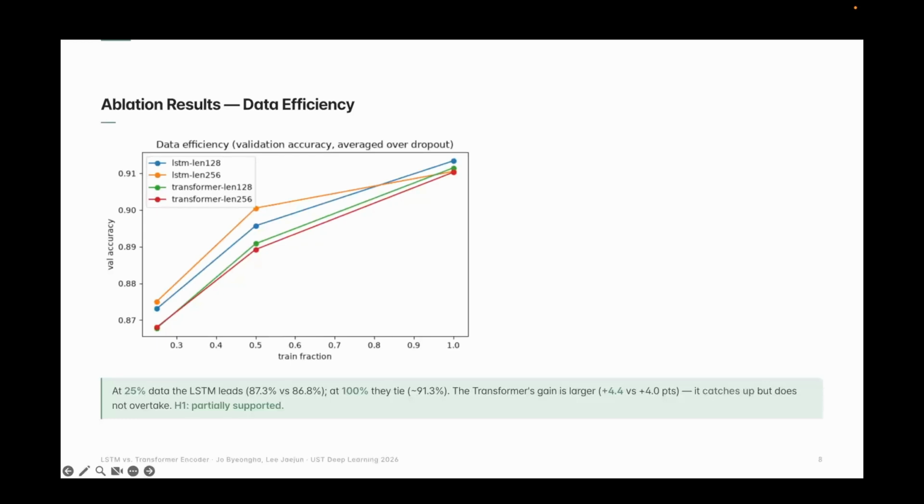Here is the data efficiency result. On the left, with only a quarter of the data, the LSTM is actually ahead, the safer choice when data is scarce. As data grows, the lines converge, tying near 91% at full data. The transformer climbs faster, gaining 4.4 points against 4.0, so it catches up but does not overtake. So hypothesis 1 is only partially supported.